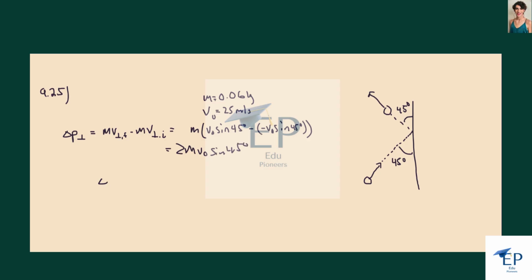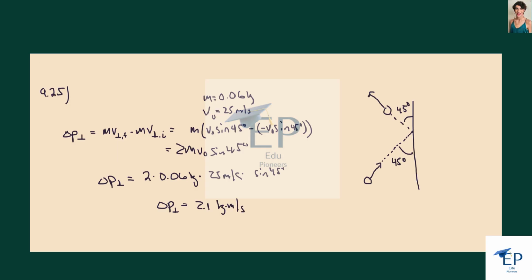So we can find what that is. And this is 2 times 0.06 kilograms times 25 meters per second times the sine of 45 degrees. So if we plug all that in, we get an impulse of 2.1 kilogram meters per second.